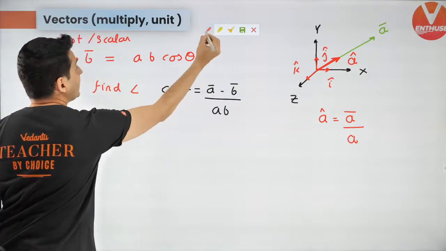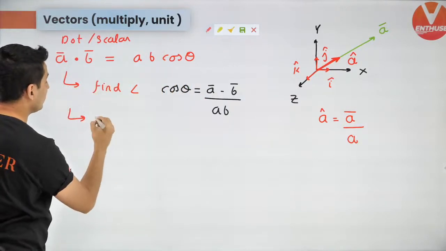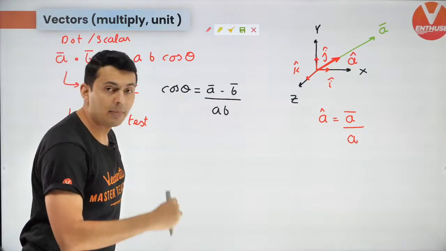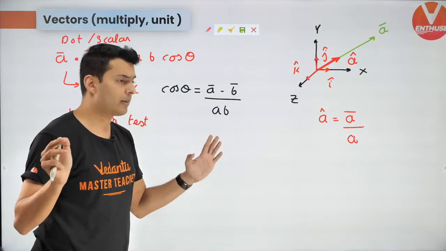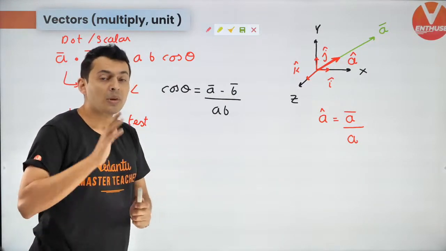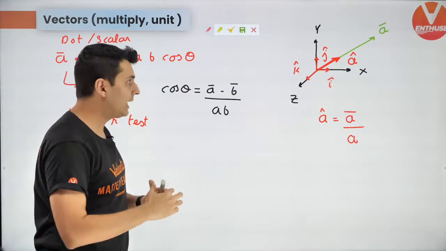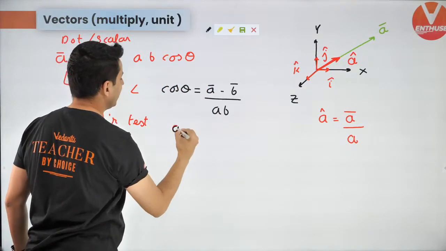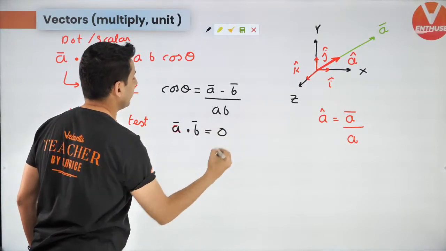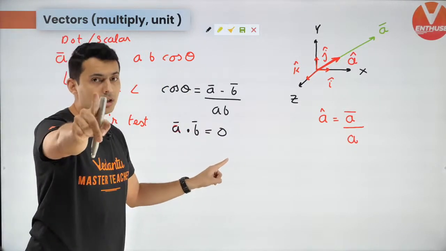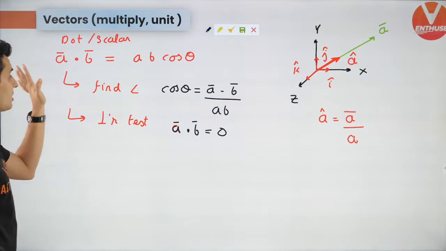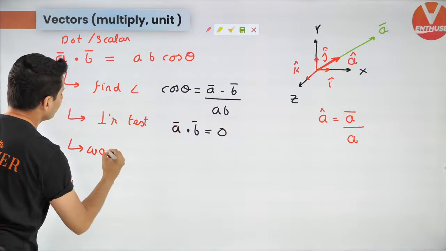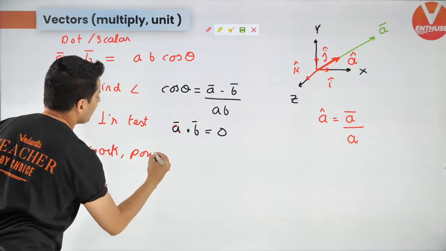And another application of dot product. What is it used for? Perpendicularity test, to check if two vectors are perpendicular. The moment you hear the word perpendicular and you know vectors are involved, probably one of the things that should run in your mind is the dot product. And you should always think about taking the dot product and making it zero. Because cos 90 is zero, the dot product will always be zero. So these are some of the applications apart from finding quantities like work, power, etc.